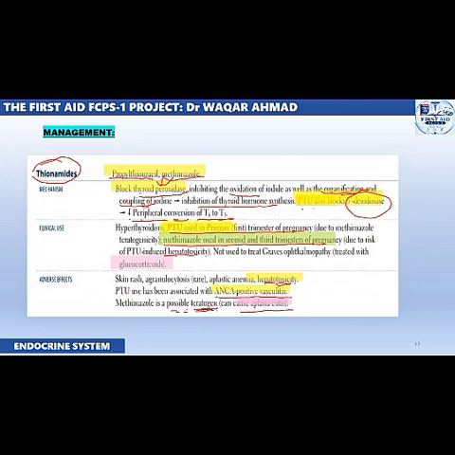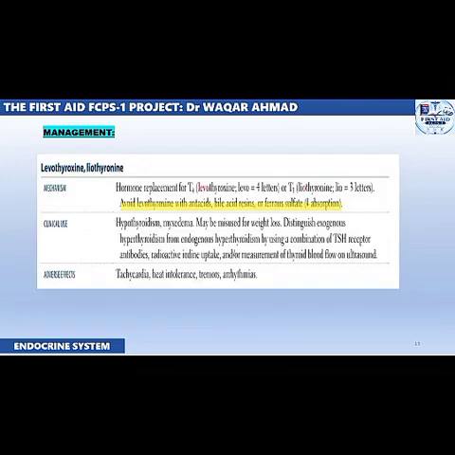One thing that I forgot to tell you while discussing Graves' orbitopathy or ophthalmopathy is you should not treat it with propylthiouracil or methimazole or anything else. Treat it with glucocorticoids. That's the only treatment modality. Now the last one, levothyroxine T4 and liothyronine T3. Avoid levothyroxine with antacids, bile acid resins, or ferrous sulfate because they decrease its absorption.